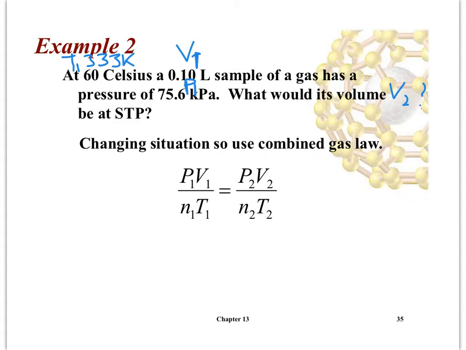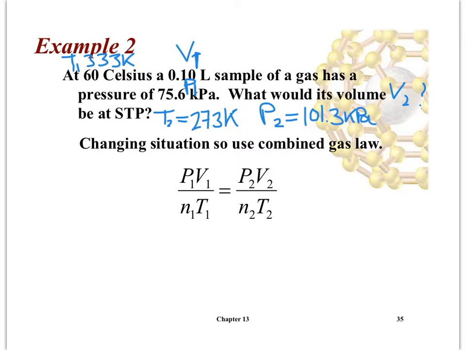And then it says STP. STP stands for standard temperature and pressure. Whenever you see standard temperature and pressure, write down what those numbers are. So standard temperature is my T2. It is 273 Kelvin. And standard pressure is my P2. Now standard pressure could be 1 ATM, 101.3 kPa, or 760 millimeters of mercury. In this case, I'm going to use kPa because my P1 is given to me in kPa. So I'll use the 101.3 kPa.